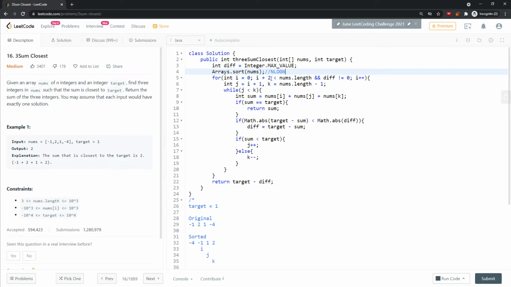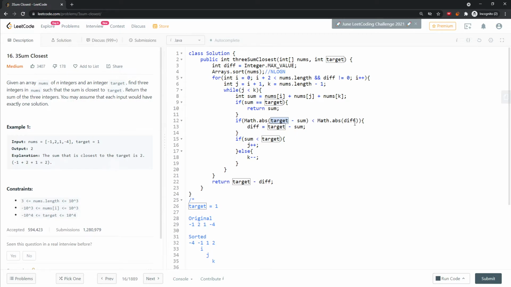I reinitialize the J and K pointers every single time I change I, so J and K will keep changing inside the for loop. I need to find the sum: nums I plus nums J plus nums K. If the sum is equal to the target, I just return the sum. If it's not equal, I need to find the difference. The difference is target minus sum.